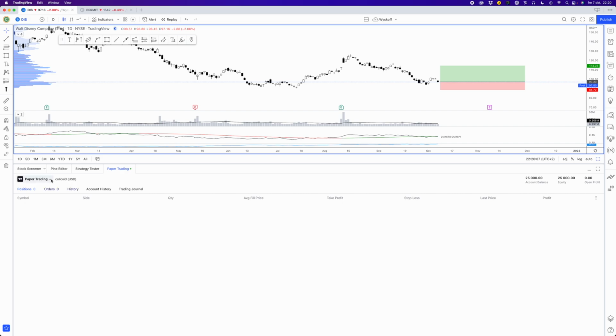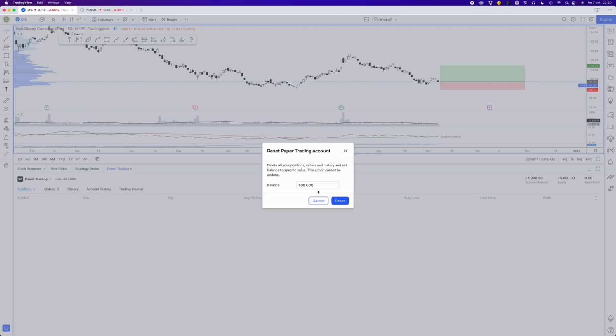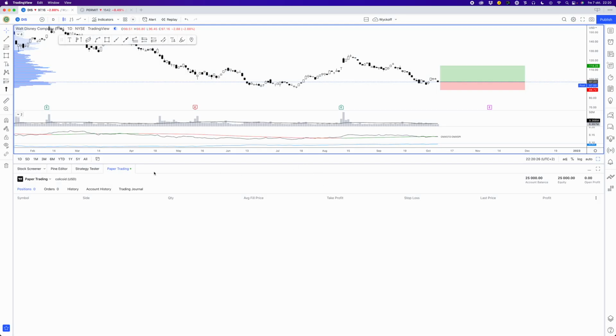Now that I have connected it, I can go to reset paper trading account. Be warned, this will erase all your trading history in your paper trading account. So that's good to know. Let's enter an account size of $25,000 like that. Now I have $25,000 sitting in my account ready to be traded.